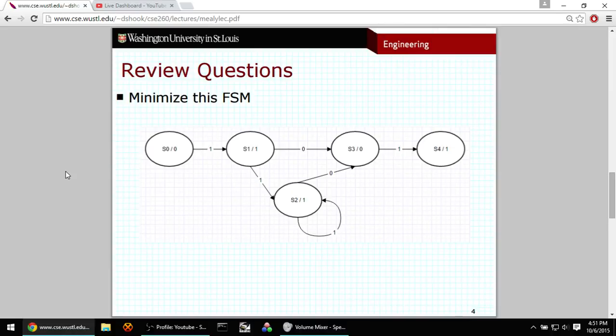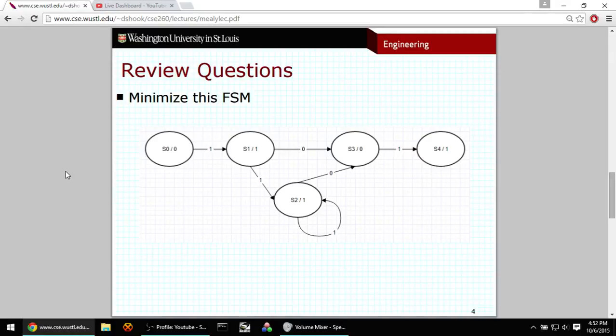So the second way says, take all the states that have the same outputs and condense them together. So 1, 2, and 4 will be in the same state, because they all output 1. And then state 0 and 3 will also be condensed down, because they all output 0. And now, notice I didn't include any transitions. We don't do that part quite yet. We do that part very last, as a matter of fact.